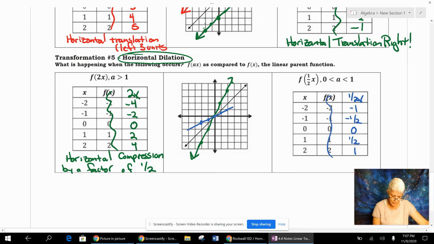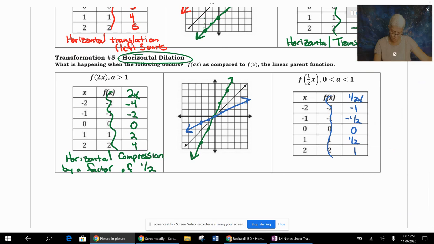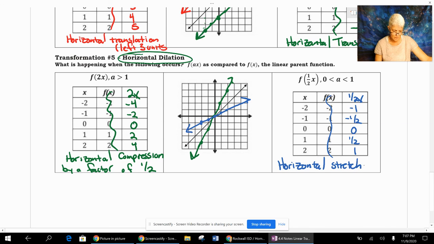This is looking like a compression from yesterday, the vertical compression. But since today everything is the opposite, we're going to call this a horizontal stretch by a factor of... what do you think that factor is going to be? Remember, everything's the opposite. So instead of a half, we're going to call it by a factor of 2.